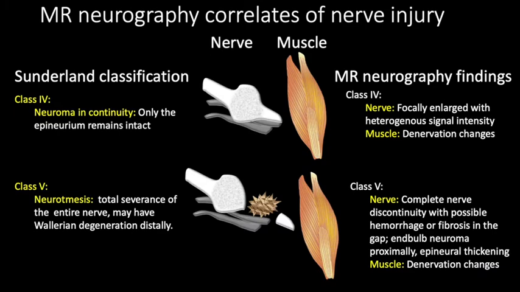For a class 4 injury, only the epineurium remains intact. And I think of this kind of like a pseudoaneurysm on MR angiography. So you'll see focal enlargement of the nerve in that region, similar to a pseudoaneurysm, and you will, of course, see denervation changes because the nerve itself is disrupted. Class 5 is complete disruption, severing of all of the nerve and associated supporting tissues. And you usually will get an end bulb neuroma. And then, of course, because there is such a severe injury, you also have the muscle denervation changes.